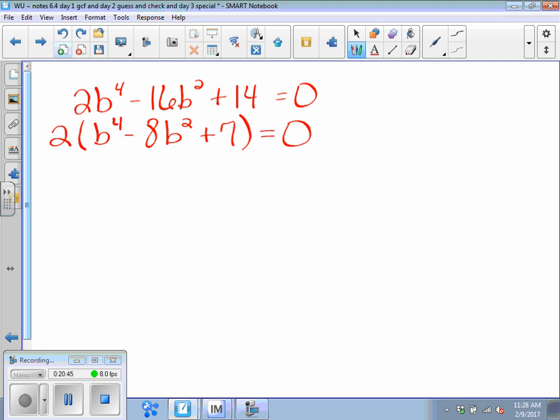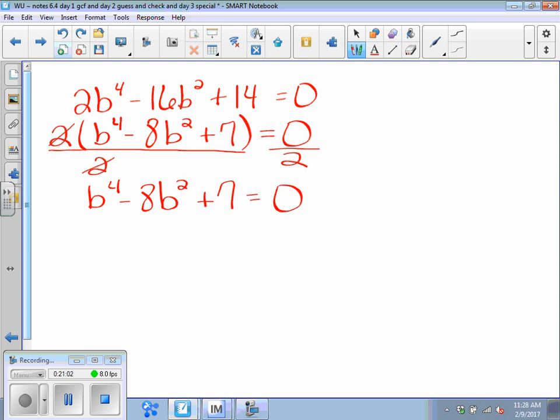Now what? Divide both sides by 2 and get rid of it, right? So now I'm just left with b to the 4th minus 8b squared plus 7 equals 0. Now we can factor it. Just because my first term is not squared doesn't mean that it can't be factored. It can. In math 2, you only did quadratics, only to the 2nd power. But you can use this method for any of them, as long as it's to an even power.